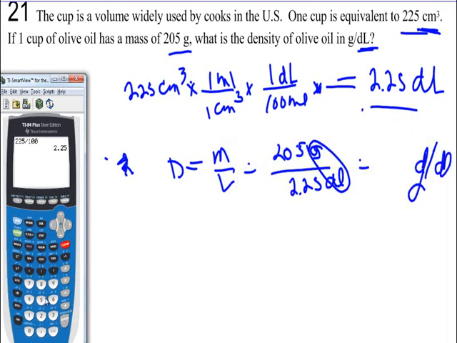Clear. And I get 205 divided by 2.25, and I get a density of 91.1, and that is the answer on the packet. Okay, so let's try the next one.